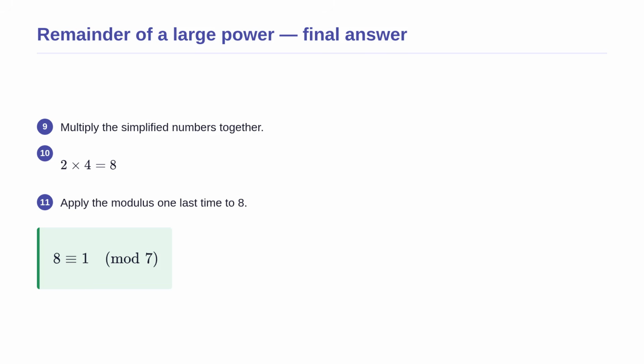Let us wrap up this calculation. We replace the 4 squared with the 2 we found in the previous step. This substitution is completely legal because 16 and 2 behave identically in a modulo 7 system. We multiply the simplified numbers together and the result is 8, which is a very small, manageable number. Finally, we apply the modulus one last time. When we divide 8 by 7, the remainder is 1. Therefore, the final remainder is exactly 1. By shrinking the numbers at each step, we avoided dealing with large arithmetic entirely.